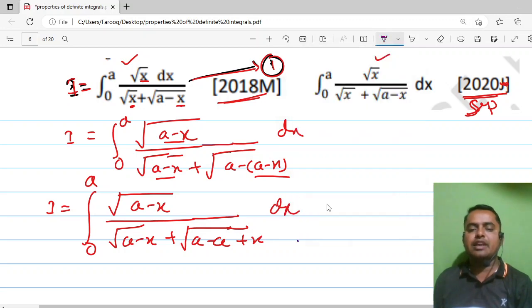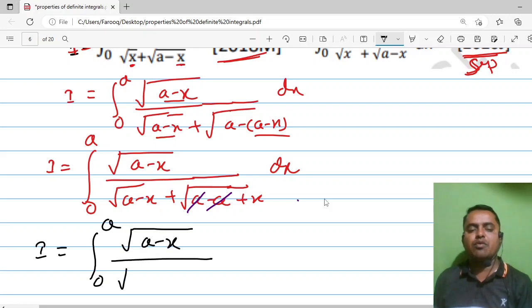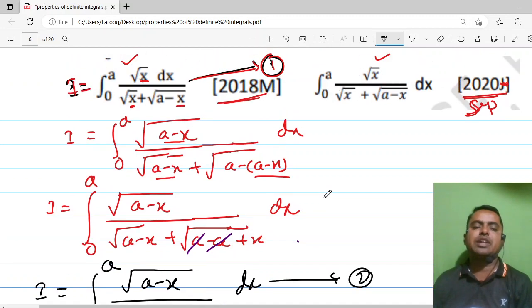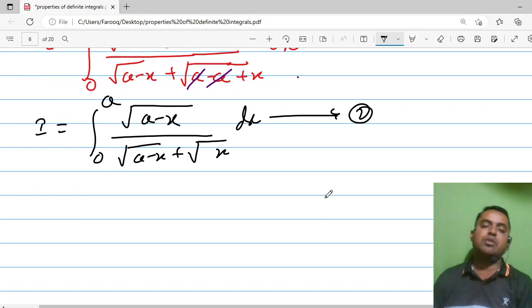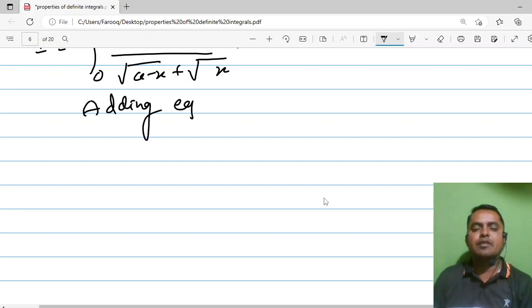Now minus a plus a get cancelled. Now write I is equal to integral 0 to a of root of a minus x divided by root of a minus x plus root x, dx. Call this equation 2. Adding equation 1 and 2, again the same concept. After applying the property, simplify the terms and add equation 1 and equation 2.